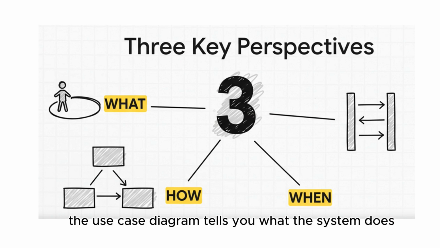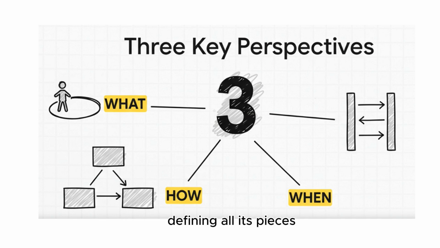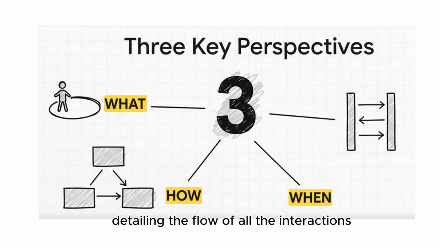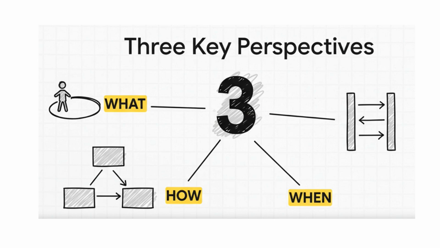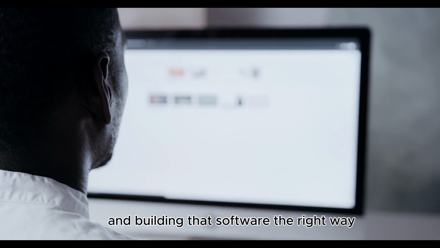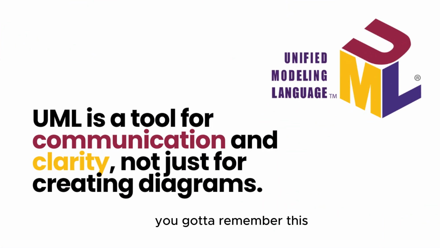The use case diagram tells you what the system does. The class diagram shows you how the system is built, defining all its pieces. And the sequence diagram shows you when things happen, detailing the flow of all the interactions. Put them all together, and you have a comprehensive guide for building the right software and building that software the right way. But at the end of the day, you gotta remember this.